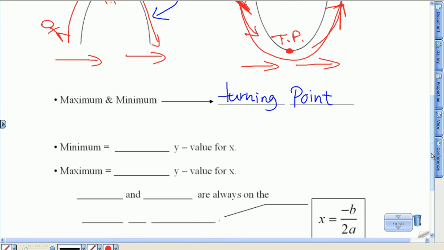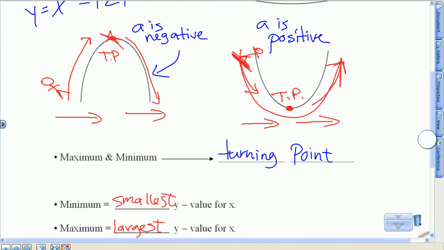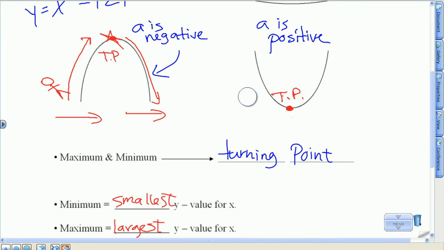The minimum is the smallest y value, and the maximum is the largest. They don't have both. So if I come back up here again, erase a little bit of this stuff, it gets a little messy, especially when I'm skateboarding.